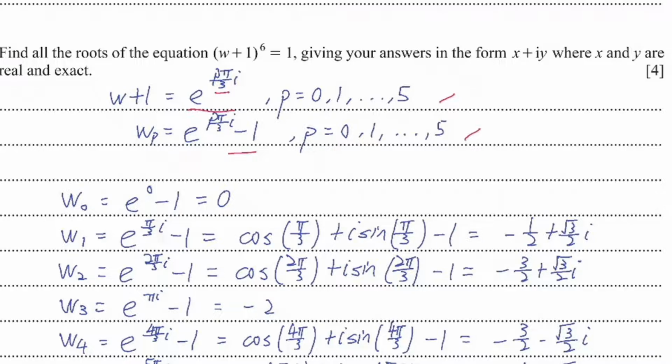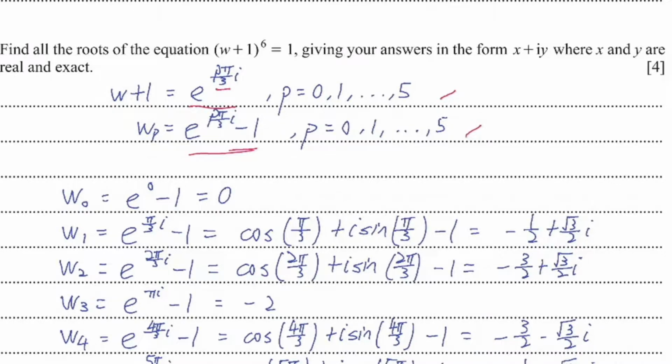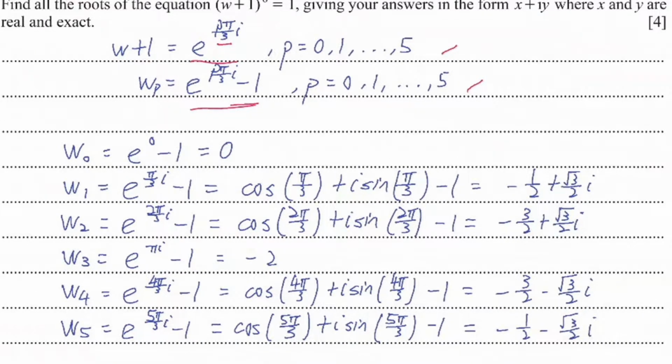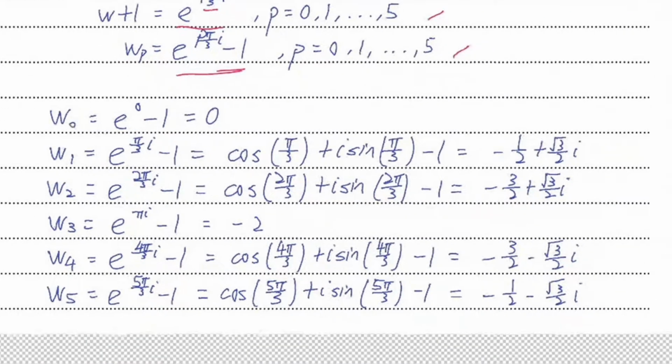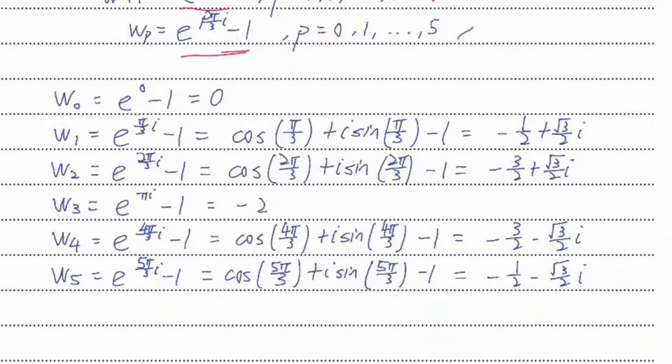Basically, when we have got this form already, we could just sub in all the values of p inside there. Once we have all the values of p, which we substitute in, for each of the angles, the arguments there, when p equals 0, we get 0 for the angle or the argument. So that's why this gives us a 0.